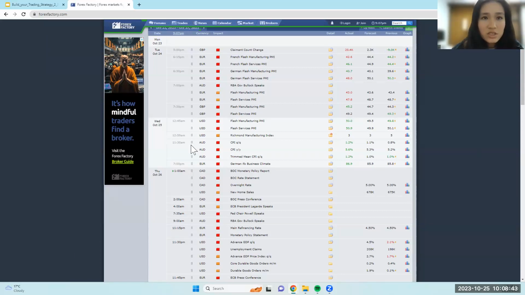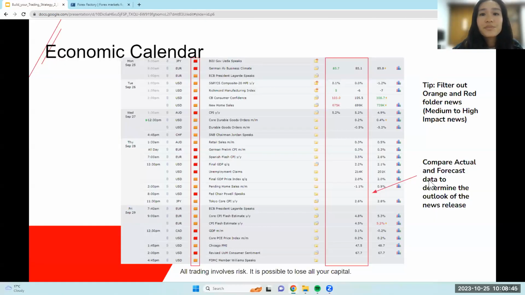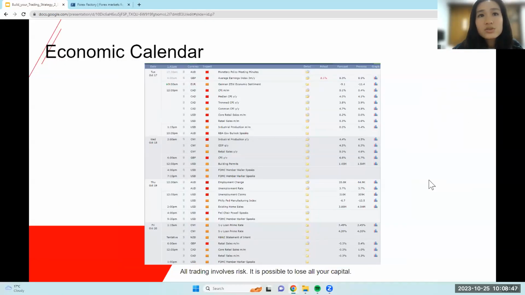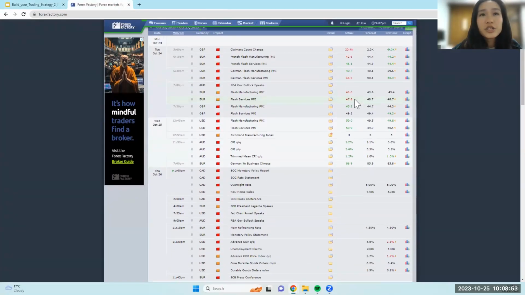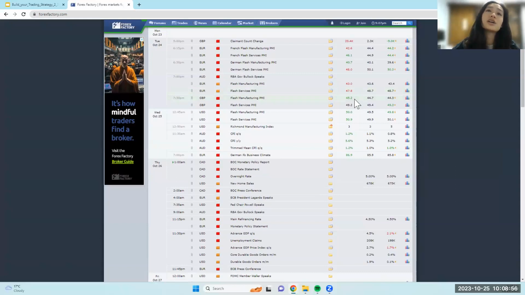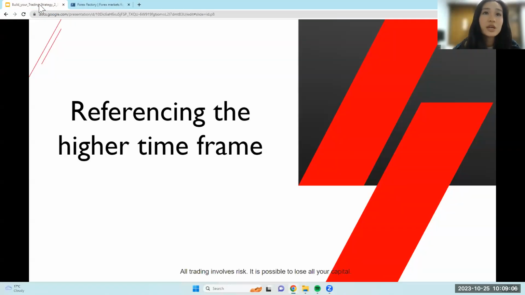Let's get back to our slides. It's important to use an economic calendar when you day trade, because whenever a news release is out, you could see the price go up or down, and it will affect your trades. So it's important to take note of your fundamentals when you are day trading. Next, let's move on.